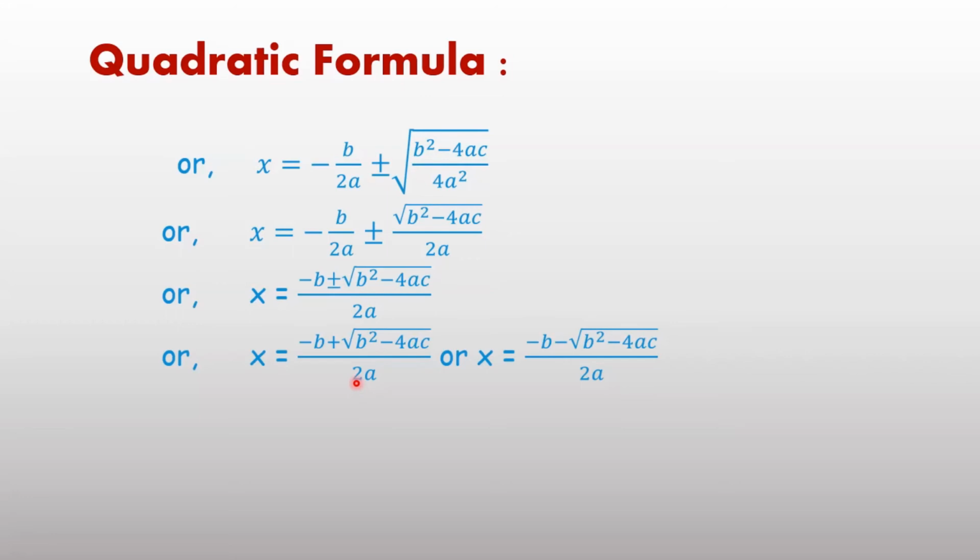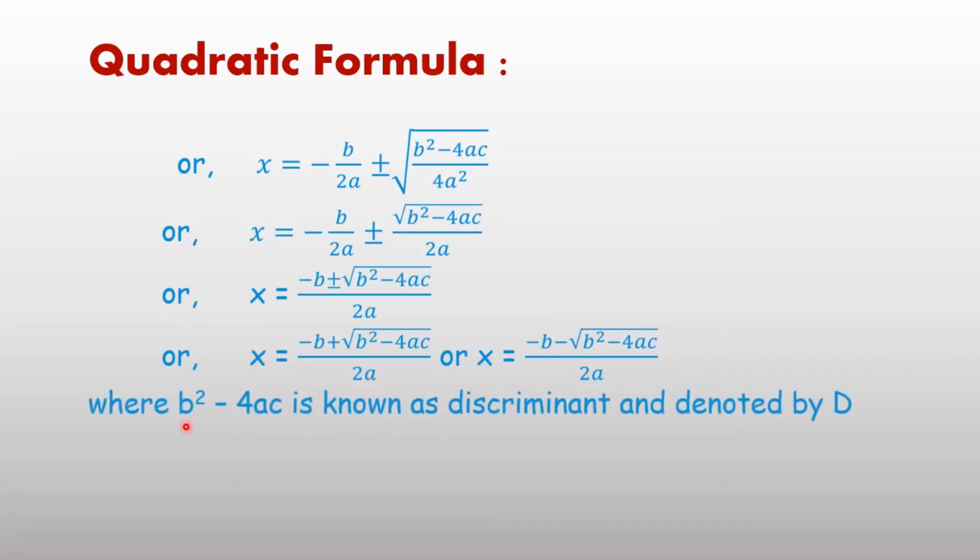Taking plus sign, one value of x you will get. Taking minus sign, second value of x, or second root of quadratic equation you can find. One more thing remember here, whatever number b square minus 4ac written in under root is known as discriminant and denoted by capital D. That is D equals b square minus 4ac.